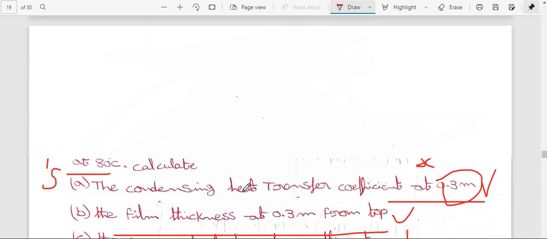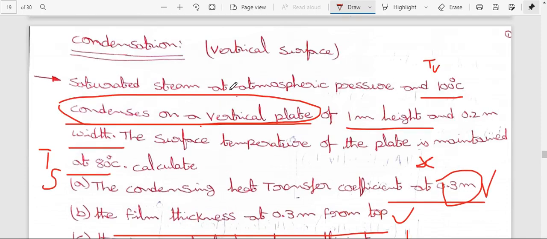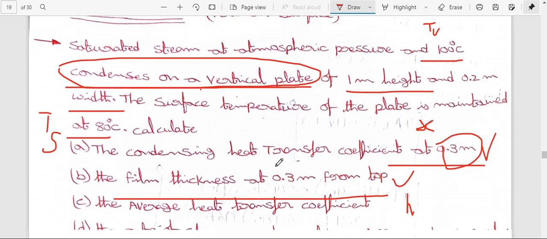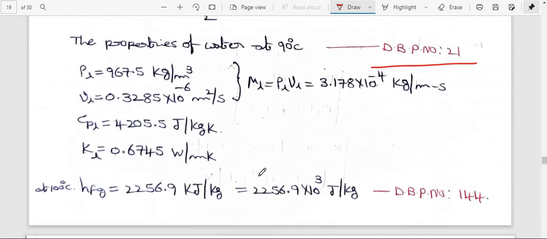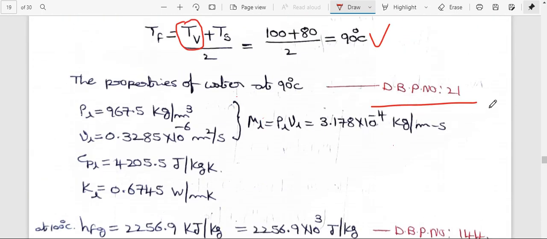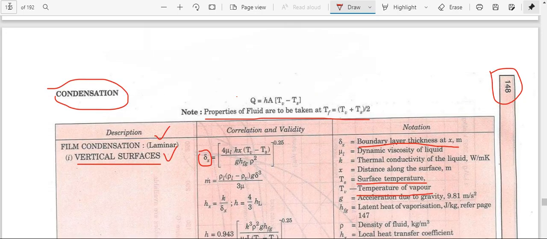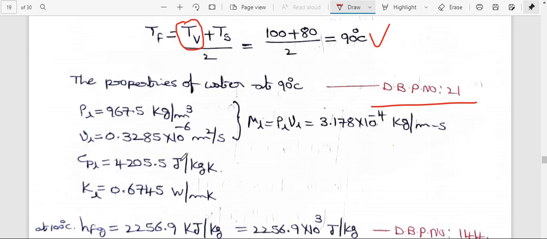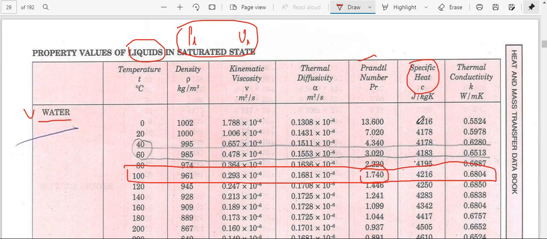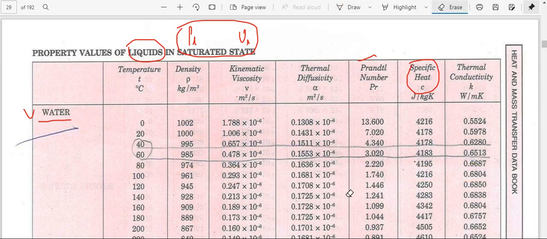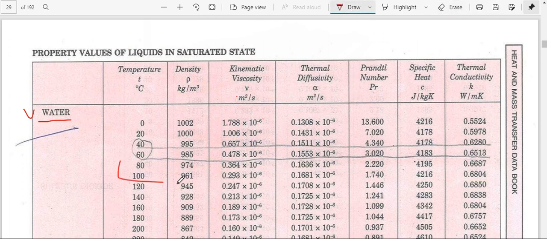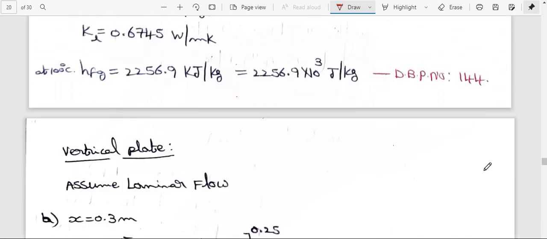So here in this saturated steam at atmospheric pressure, we have to take two page numbers, that is page number 21. The properties of water at 90 degrees. Page number 21 means property values. So here what is the film temperature? 90 degrees. We have to take 90 degrees values from this data book page number 21. That is the liquid properties. So here 80 and 100 values are given in the data book, so we have to interpolate like this.